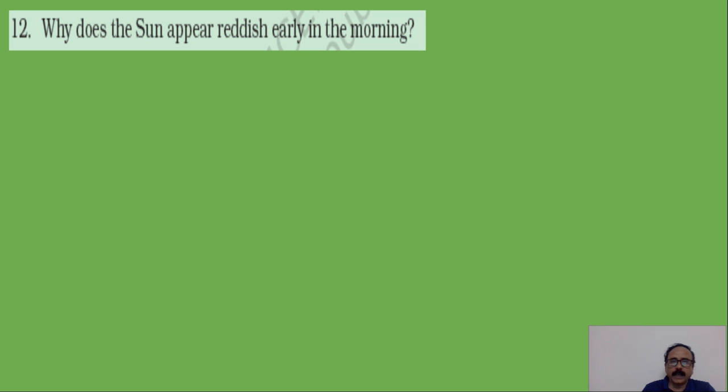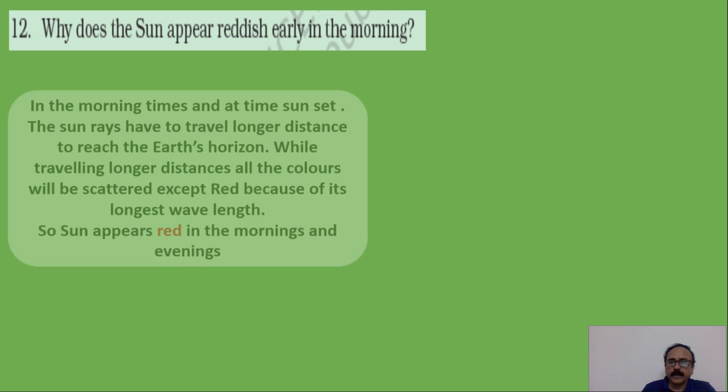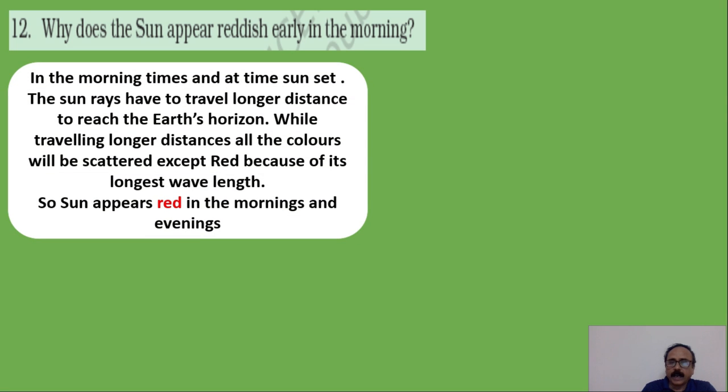Why does the sun appear reddish early in the morning? Not only in the morning, even in the evening it appears reddish. In the morning and evening, that is at the time of sunset or sunrise, the sun rays have to travel a longer distance to reach the Earth's horizon. So when sun rays travel these longer distances, most of the components of light, that is the colors, because white light is a combination of seven colors, and out of all these seven colors, red has the largest wavelength and the remaining wavelengths are very small when compared to red.